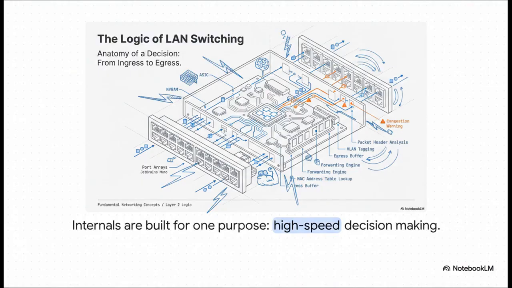Just look at how these components are laid out. It's all about pure, unadulterated speed. Data comes flying into what's called an ingress port, it hits a buffer for a split second, and then the forwarding engine just takes over. Now, this engine is the real heart of the operation, and it has two key parts we can think of as the switch's brain and its muscle.